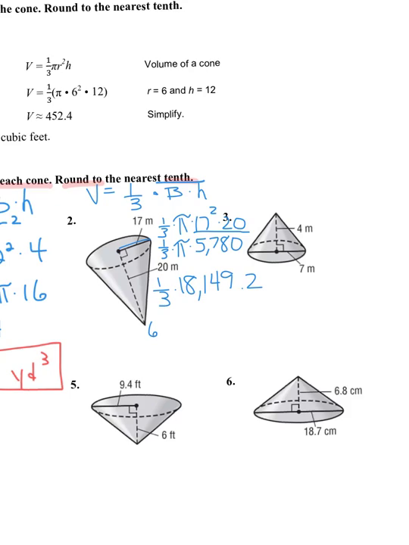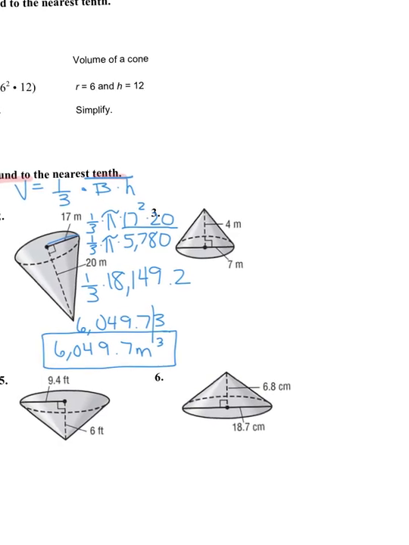And we get 6,049.73. But we're rounding to the tenths. So it's going to stop at 6,049.7 meters cubed.